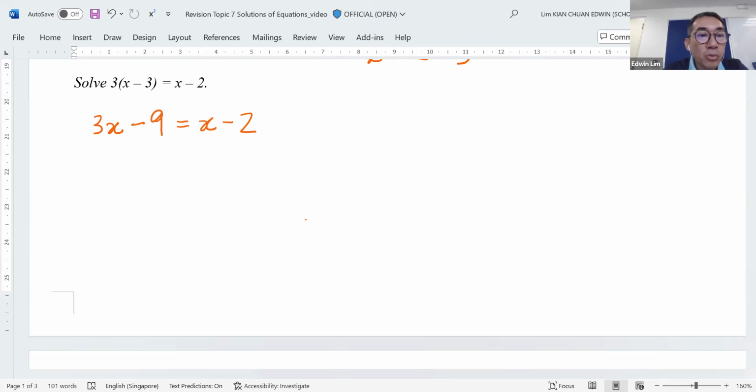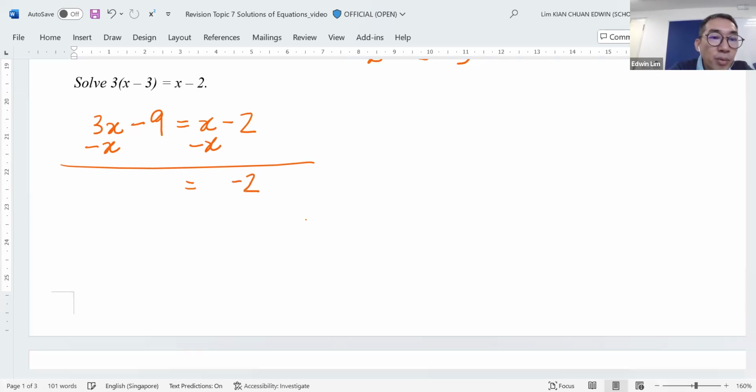So the next thing I will do is to actually remove the x from the right-hand side. So x is there, x minus 2 is there. So to get rid of a positive x, I will minus x. Left-hand side minus x, right-hand side minus x as well. So now it will be 0. I'm left with negative 2. 3x minus x, I have 2x minus 9.